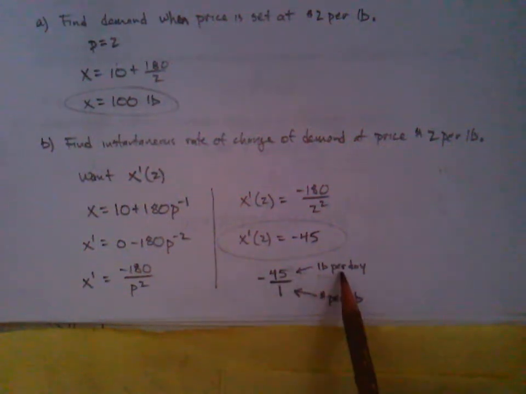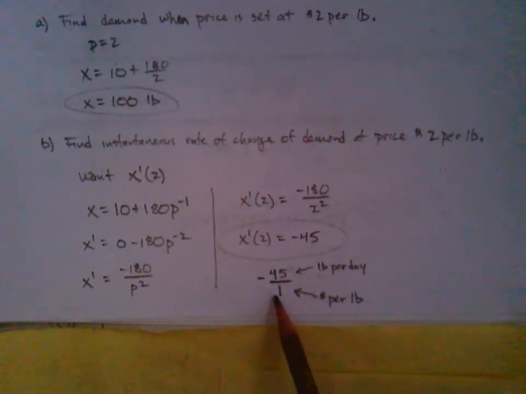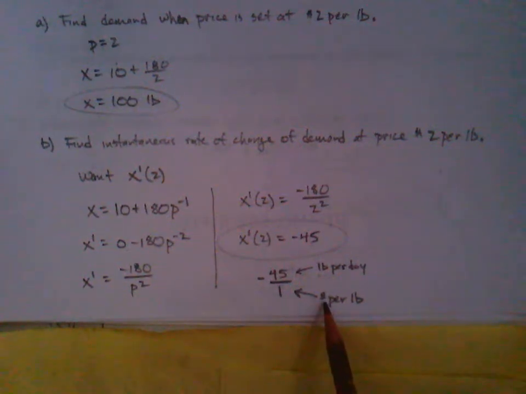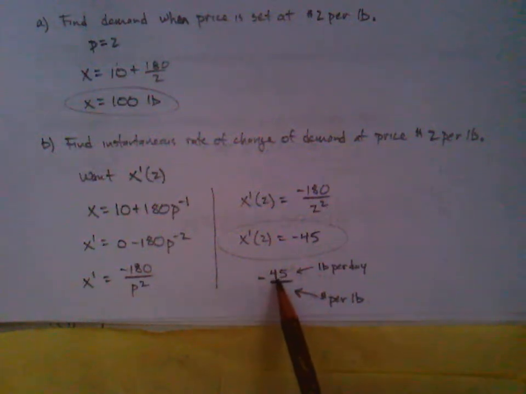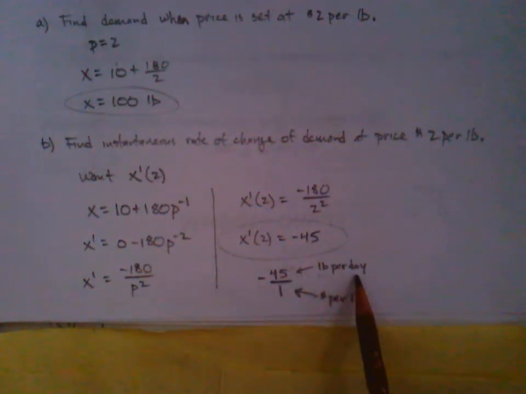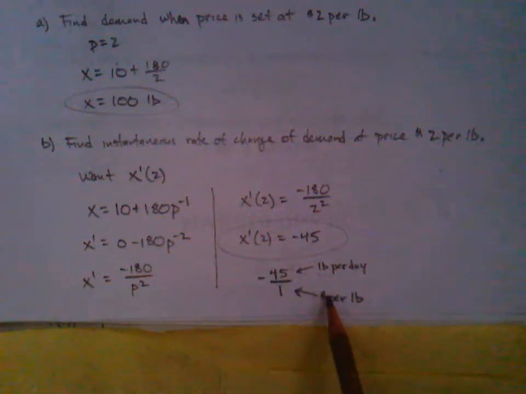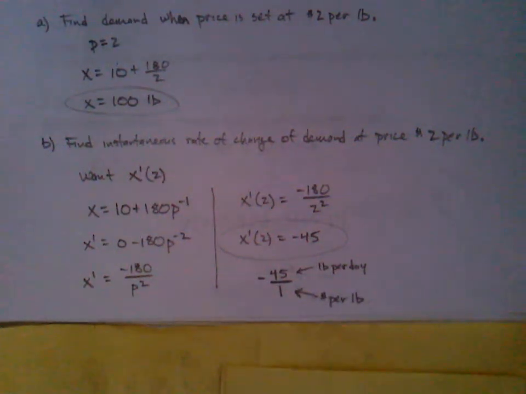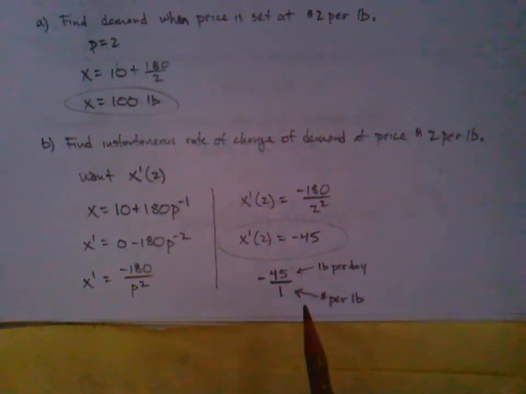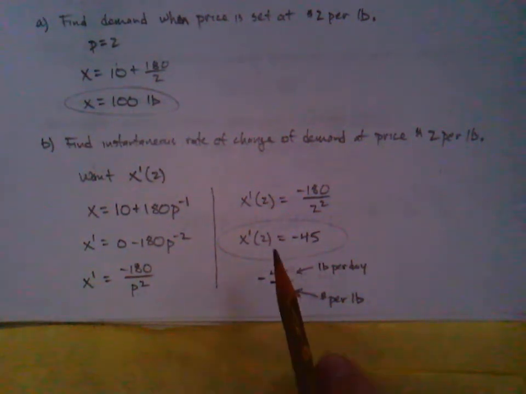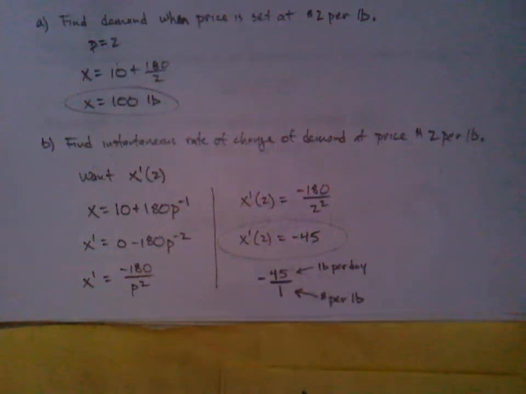x represents the pounds per day. P was the price per pound. Okay, so negative 45 pounds per day per dollar per pound. And now there's a lot of pers going on. Pounds per day, dollars per pound, pounds per day per dollars per pound. Here's what it's getting at. If they were to raise the price, they would start making less money.